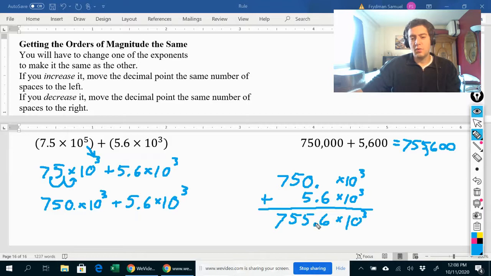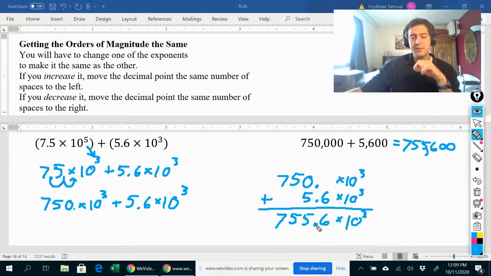If I take this decimal point and I move it 3 spaces to the right, 1, 2, 3, and then I put zeros in here, I would get 755,600. So this answer is correct. The only problem is, once we're all done with the addition or the subtraction, I did addition here, we do want to write our answer in scientific notation. And like I said before, since this is not proper scientific notation, because I have 3 digits in front of the decimal point. But actually, I can use this same trick here to get it back into scientific notation.